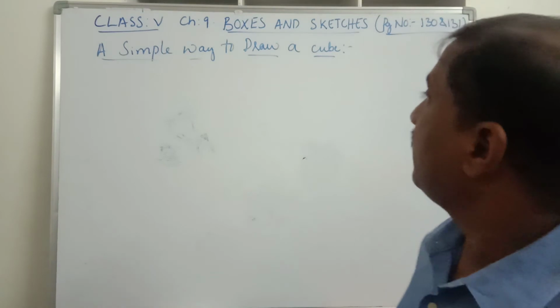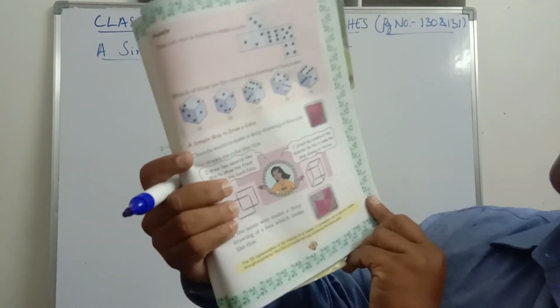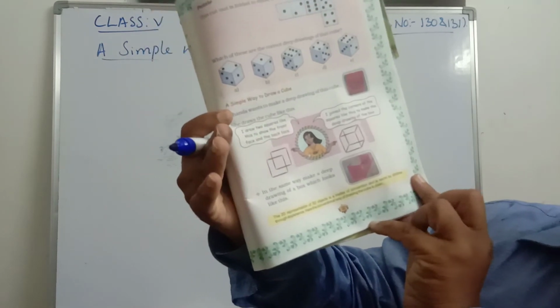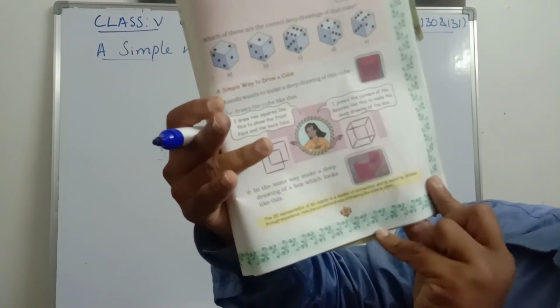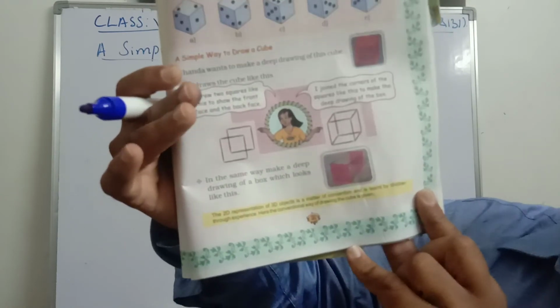Now we will see a simple way to draw a cube. You see the textbook, page number 131. So Chanda wants to make a deep drawing of this cube. See the figure on page number 131 in the textbook.